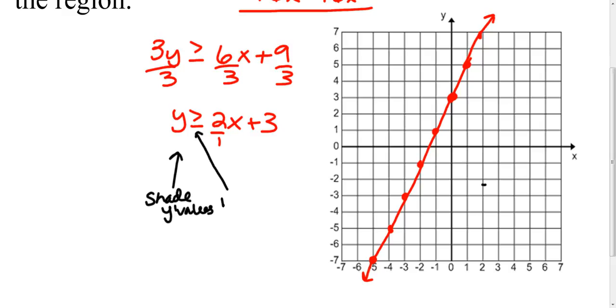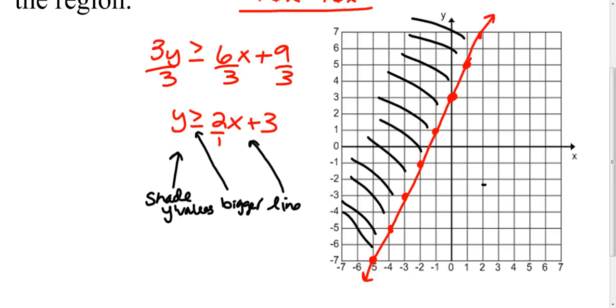that are bigger than, because it's a greater than symbol, this line, okay? Think about where y values are that are bigger than the y values on the line. They have to be above the line, okay? Y values that are bigger than the ones on the line are going to be above it. So I am going to shade that direction.